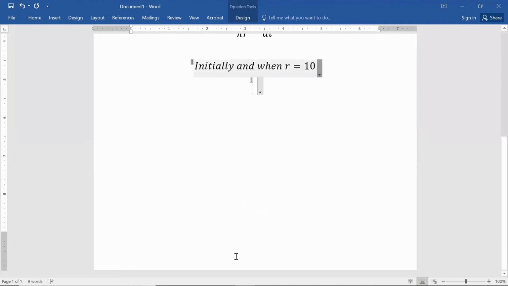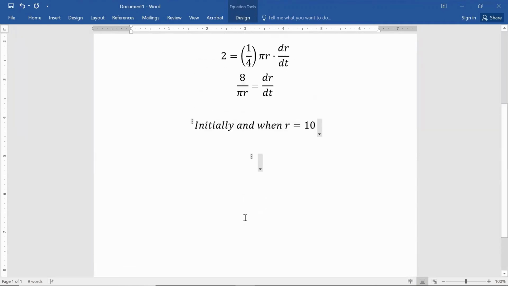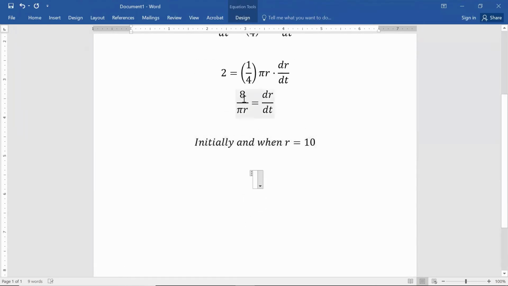Let's start where the radius is 10. If the radius is 10, all I have to do is plug in the 10 into my formula. So pi multiplied times 10 becomes the denominator. I'm going to write that as 10 times pi. And that's your change in radius with respect to time.